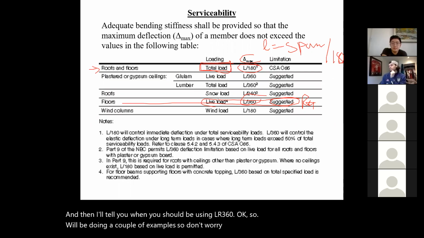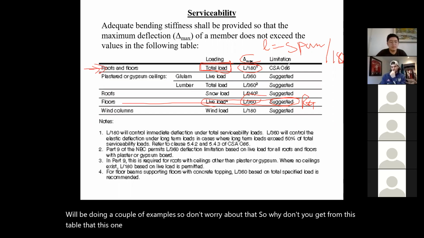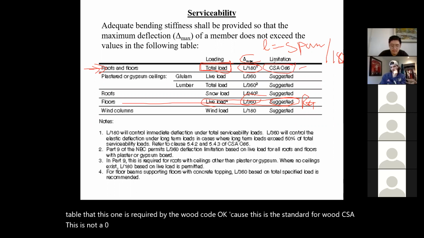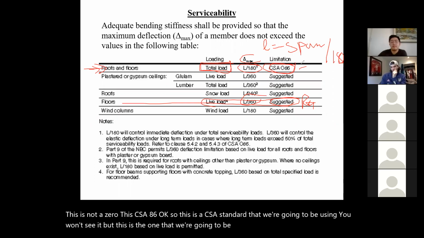All I want you to get from this table is that this one is required by the wood code, because this is the standard for wood. CSA, this is not a 0, this is CSA O86. So this is a CSA standard that we're going to be using. You won't see it, but this is the one the handbook is based on. All the tables are based on this.